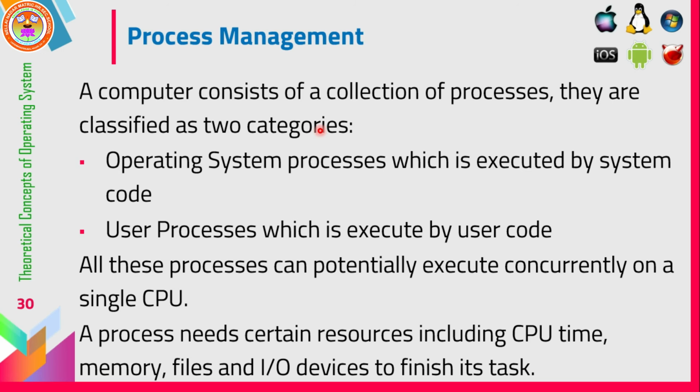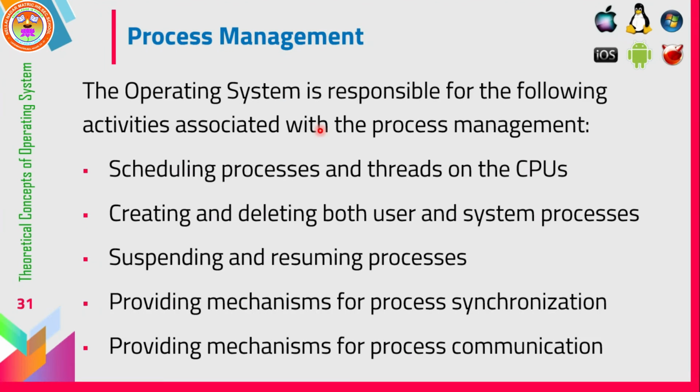A process needs certain resources. What are they? Number one, CPU time. Number two, memory. Number three, files. And number four, input and output devices. These are the four important things we need to execute any task inside the operating system or computer. All of these are part of process management activities. The operating system is responsible for the following activities associated with process management.